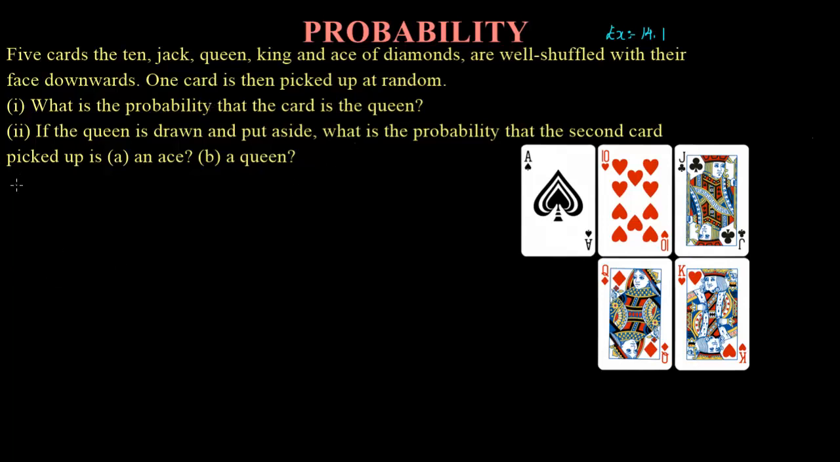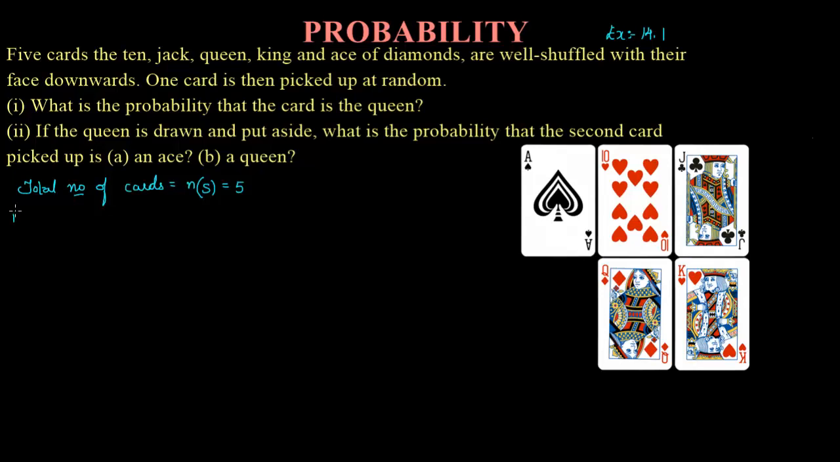So we first need to write how many cards there are in total. Total number of cards that they have considered in this particular problem. In this problem they are not talking about 52 cards, they have just taken 5 cards. So n(S) is 5.